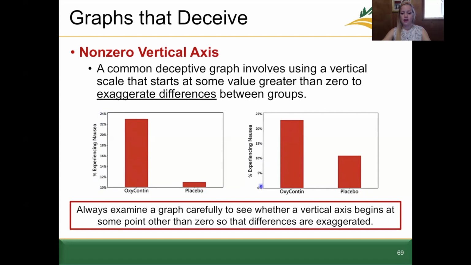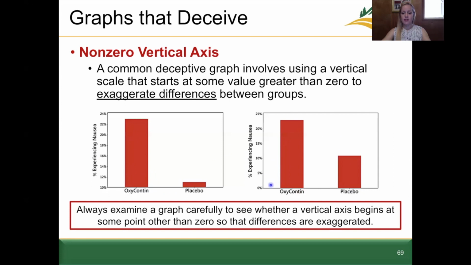Whereas here on the right, we start at 0% and we go up to 25%. So looking at this graph on the left, how this data is displayed, it looks like the percent of patients experiencing nausea is way greater than the patients experiencing nausea who have taken the placebo. Versus this graph on the right, we do still see this difference, but it's not nearly as exaggerated.